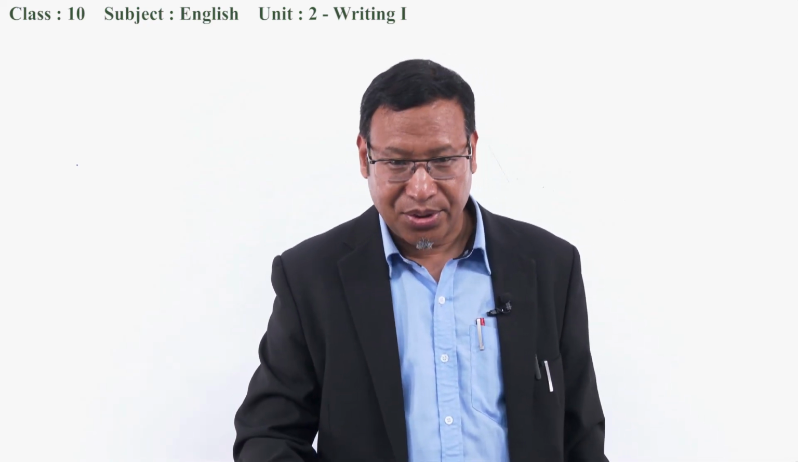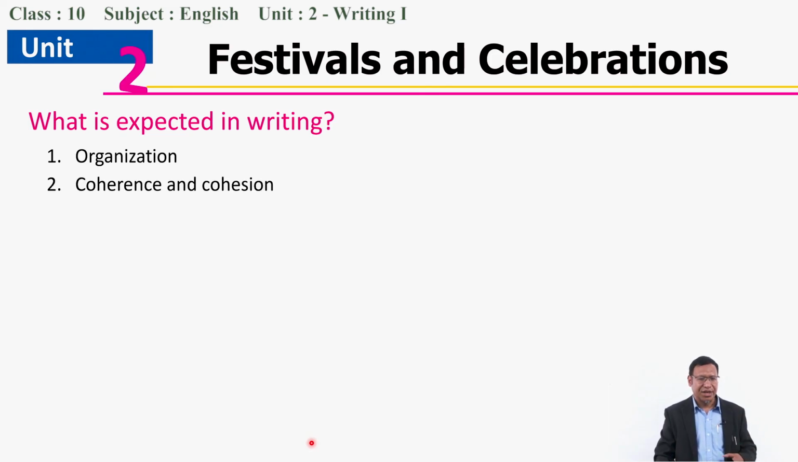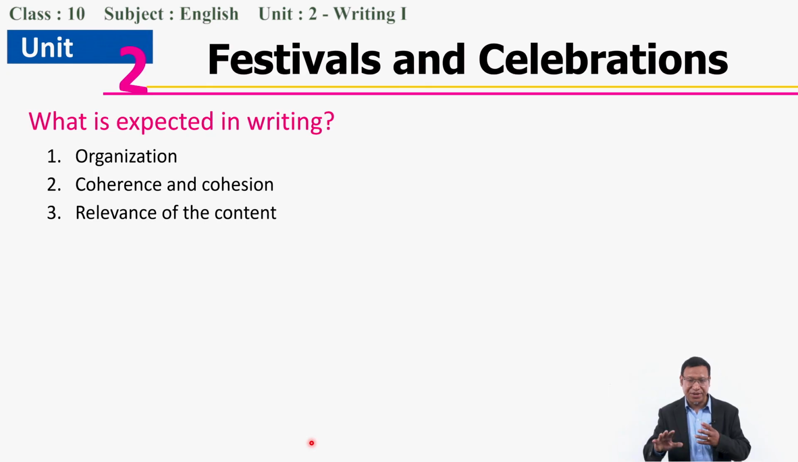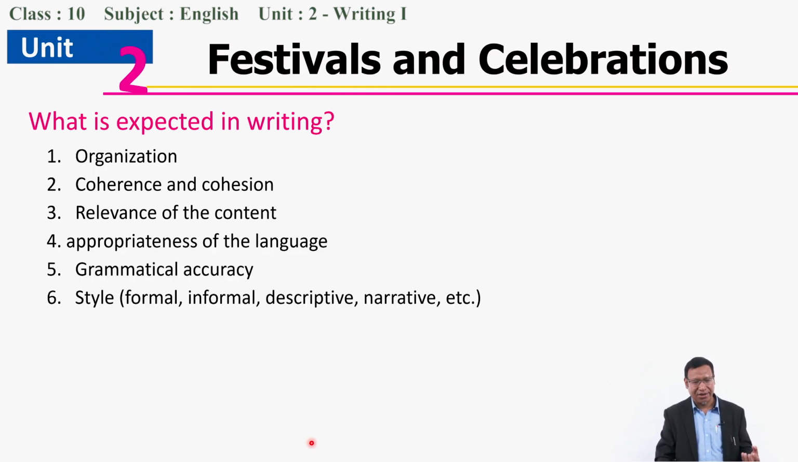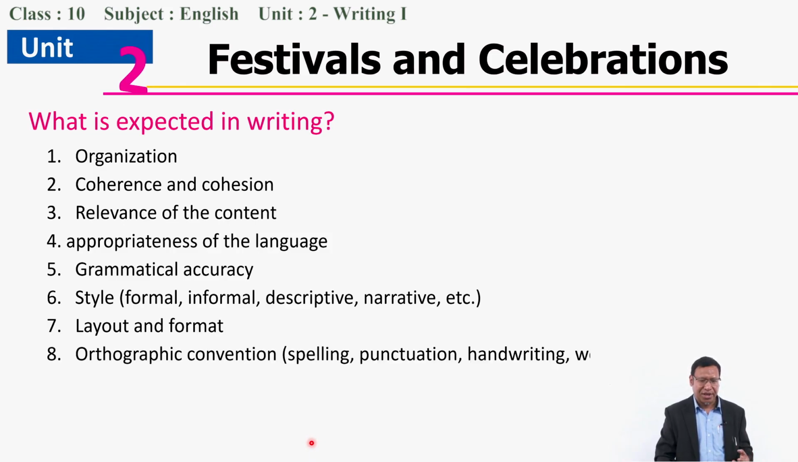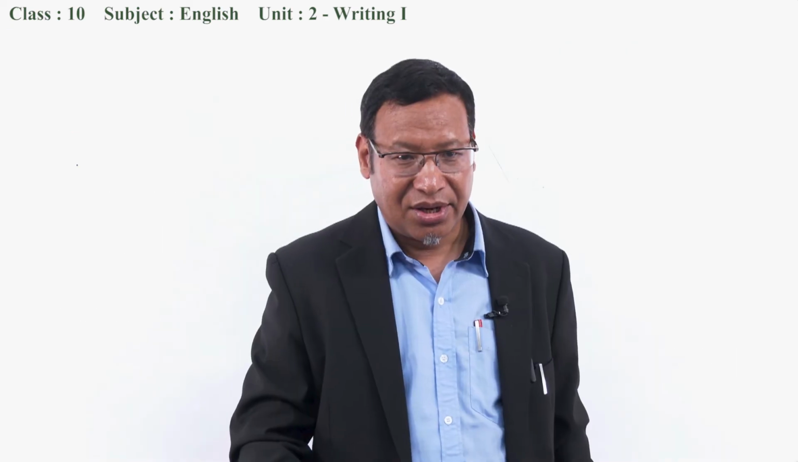So for your assignment, you have to remember that in your writing, organization is important: how you organize the ideas. Coherence and cohesion means how they are related and connected to each other, and then relevance of the content. Content should be arranged in a very relevant way according to the topic. Then language should be nice and appropriate. Grammatical accuracy is important. Style, whether you are writing a formal, informal, descriptive or narrative essay, we discussed already. You remember the layout and format, the spelling, punctuation, handwriting, wording, numbers, I told you already. And then creativity or originality is important in your writing. So simply, what you have to understand is that format, content, grammar, and number of words are very important in your writing.